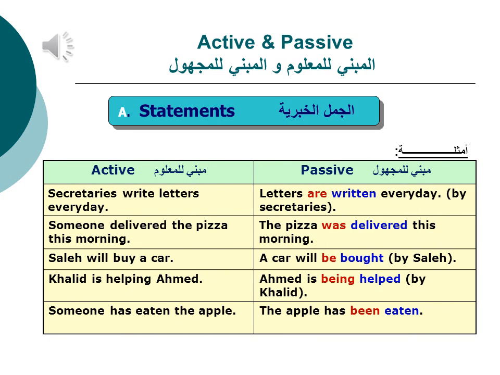Now let's look at the 5 statements in the table below and see how they are changed into passive. Please look at the column on the left. There are 5 active statements. The first one, secretaries write letters every day. The main verb here is in the present simple.